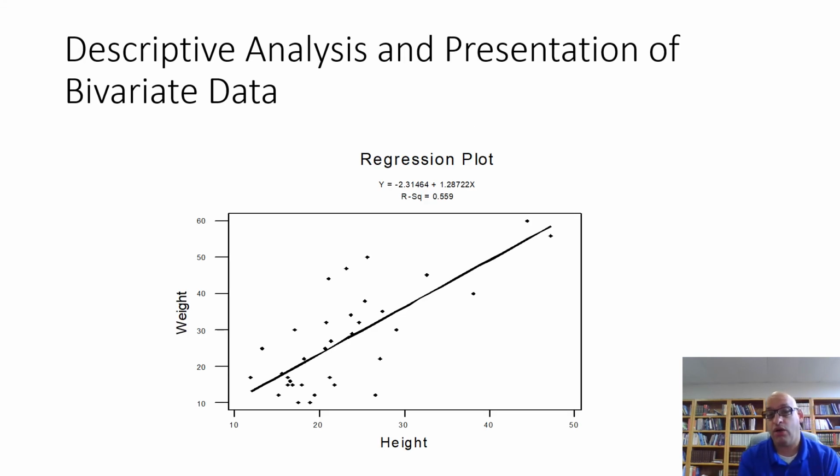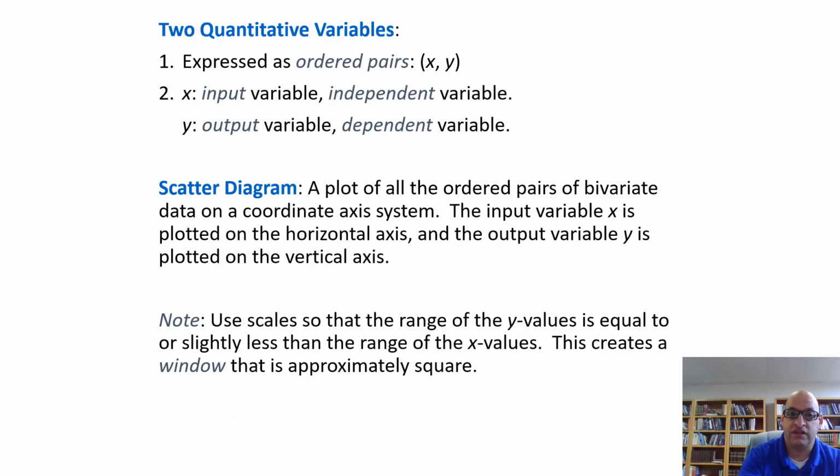Their descriptive analysis, this talks about a regression plot line based on height and weight, and it shows you where the scatter plot line exists for this particular data set. We have two quantitative variables, what we call ordered pairs. This is looking at the X and Y factor, the input variable versus the output Y variable on the dependent variable scale. And you might look at this from a scatter diagram of ordered pairs versus what we talk about, the bivariate data plot that exists within a coordinate axis system.